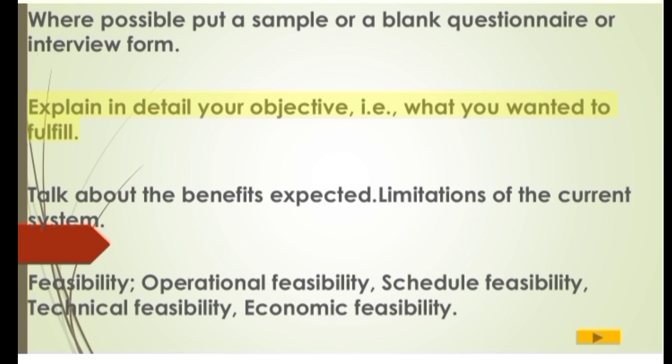Explain in detail your objective, i.e., what you wanted to fulfill. Talk about the benefits expected, limitations of the current system, and feasibility: operational feasibility, schedule feasibility, technical feasibility, economic feasibility.